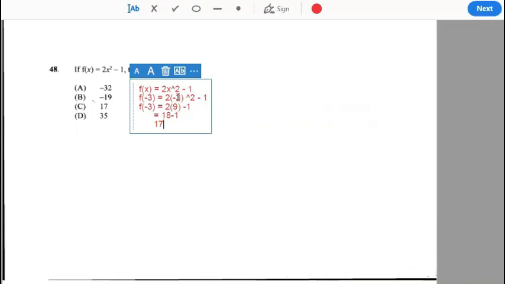Negative 3 squared is 9, and it's two negative numbers. A negative times a negative gives a positive. So 2 times 9 is 18, minus 1. So our answer is 17.